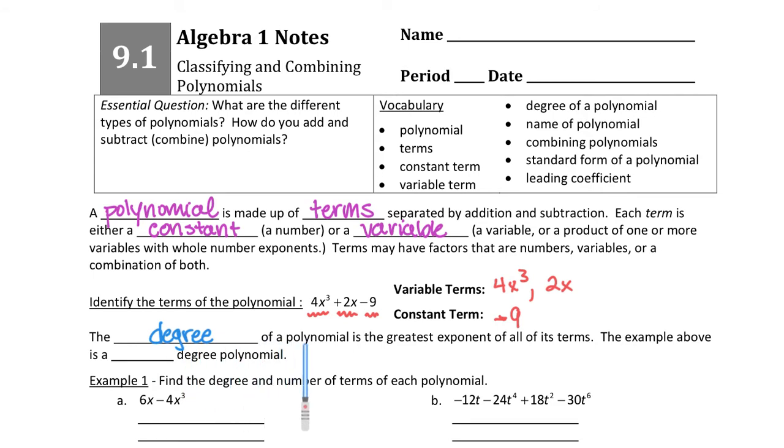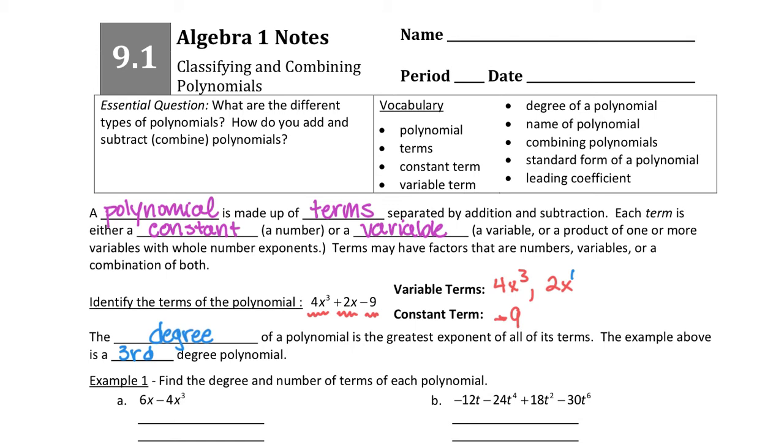Another new word for you is degree. The degree of a polynomial is the greatest exponent of all its terms. The example above is a what degree polynomial. So we can see here, we always look at our variable, and right here, 3 is the highest. Don't forget that there is a 1 here with our 2x. Since 3 is our highest exponent, then this would be considered a third degree polynomial.